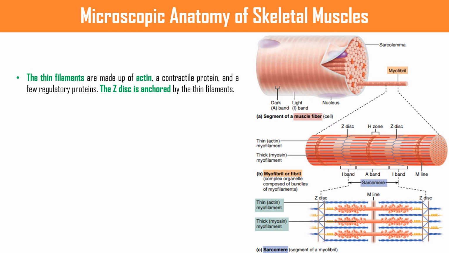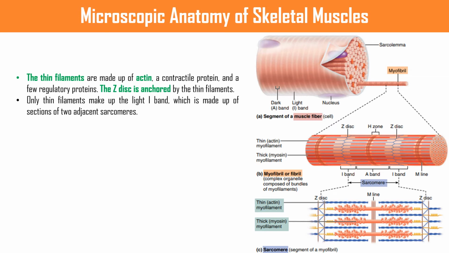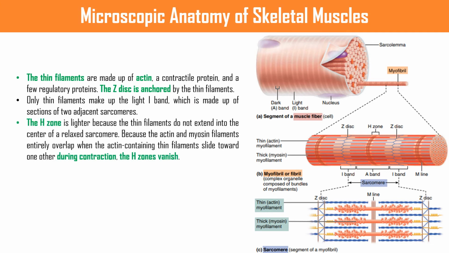The thin filaments are made up of actin, a contractile protein, and a few regulatory proteins. The Z disc is anchored by the thin filaments. Only thin filaments make up the light I band, which is made up of sections of two adjacent sarcomeres. The H zone is lighter because the thin filaments do not extend into the center of a relaxed sarcomere. Because the actin and myosin filaments entirely overlap when the actin containing thin filaments slide toward one another during contraction, the H zone vanishes.